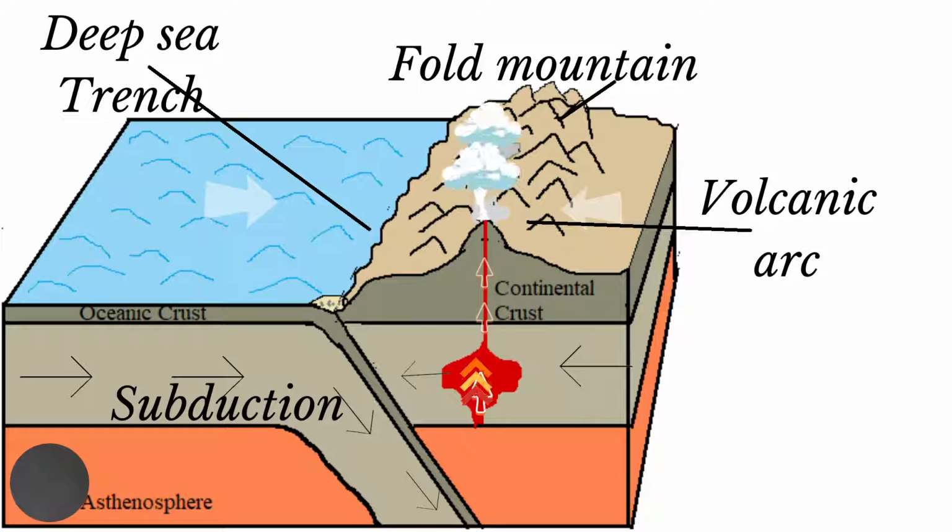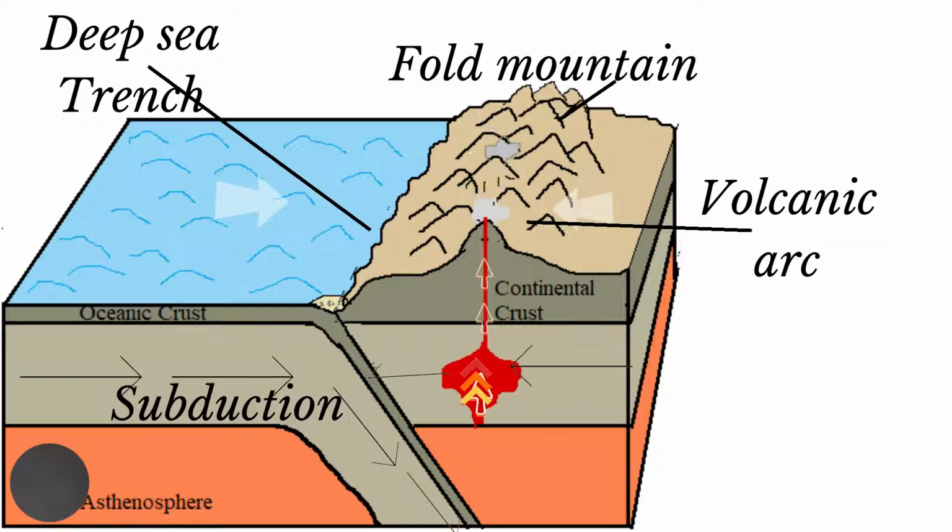When an oceanic crust and a continental crust meet at a convergent plate margin, compressive force cause the rocks in the continental crust to be pushed upwards and fold mountains are formed.